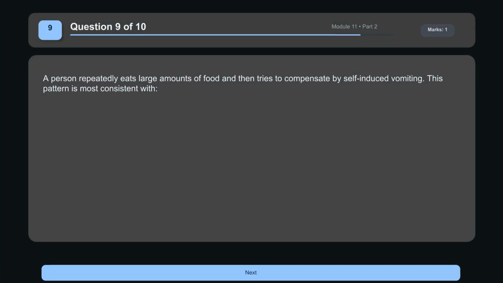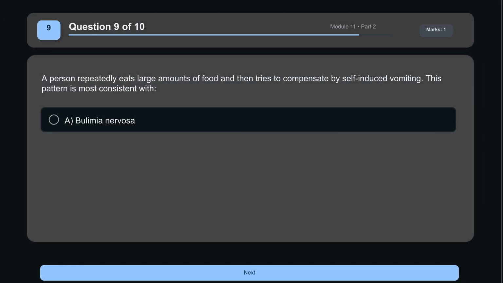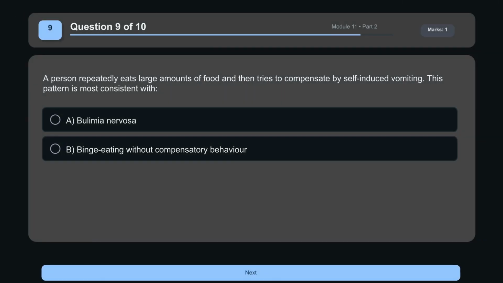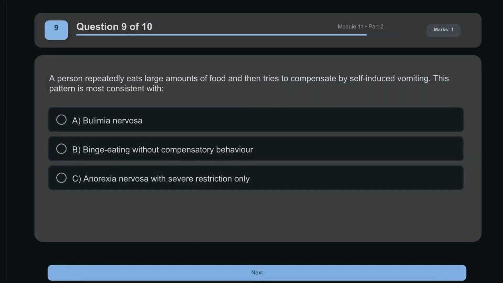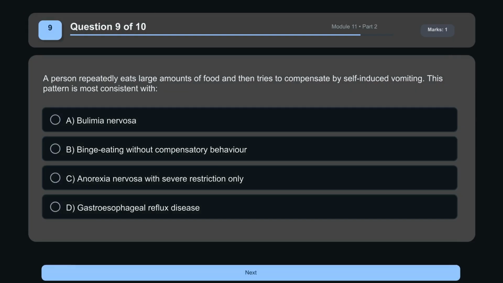A person repeatedly eats large amounts of food and then tries to compensate by self-induced vomiting. This pattern is most consistent with option A, bulimia nervosa, option B, binge eating without compensatory behavior, option C, anorexia nervosa with severe restriction only, option D, gastroesophageal reflux disease. Take a moment and choose the best answer.